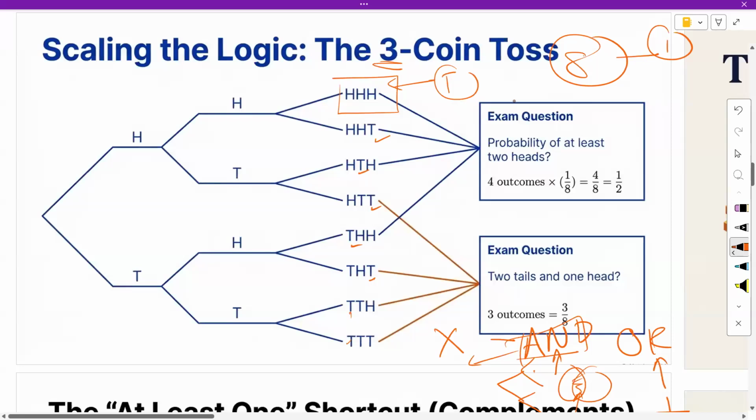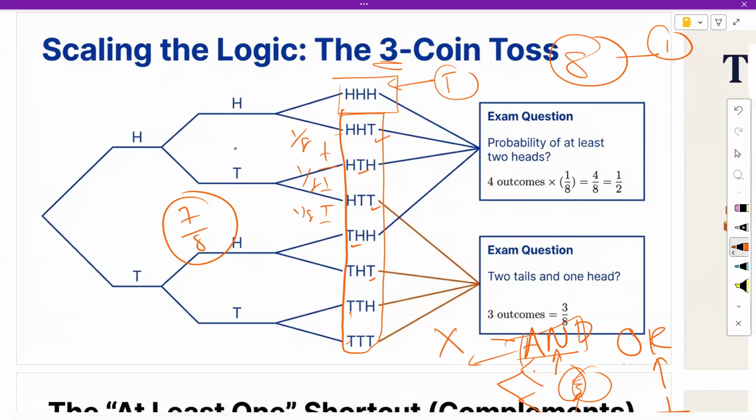So for obtaining at least one tail, we have to take all these values. When somebody asks the probability of getting at least one tail, we know each is 1/8, and there are 7 of them. So we have to add them up, plus plus plus. The easy way is to note that the probability of this one is 1/8, and the rest come under success.